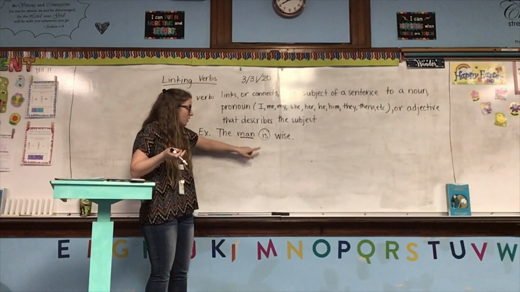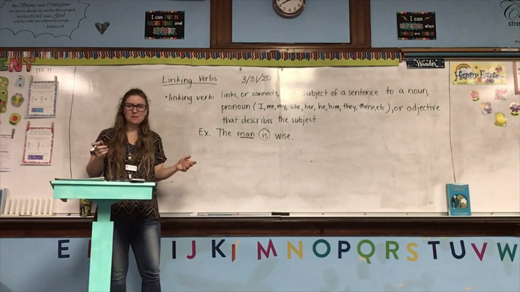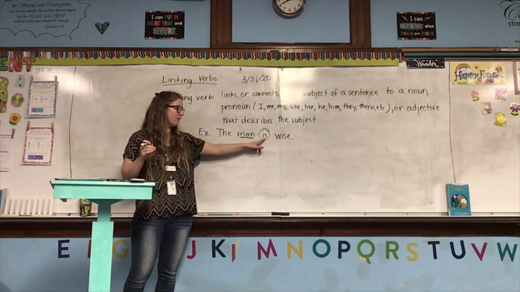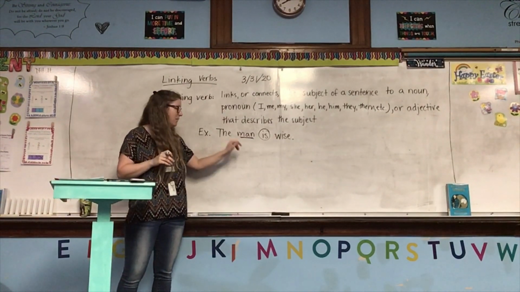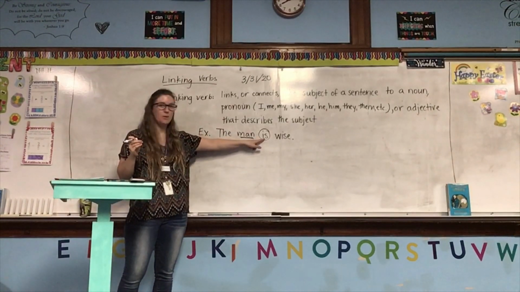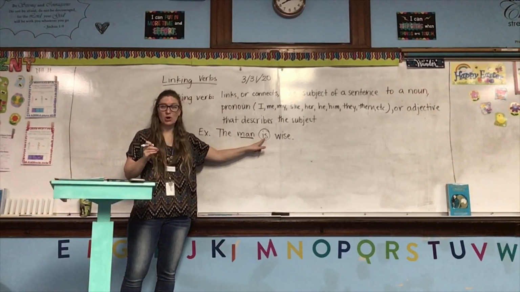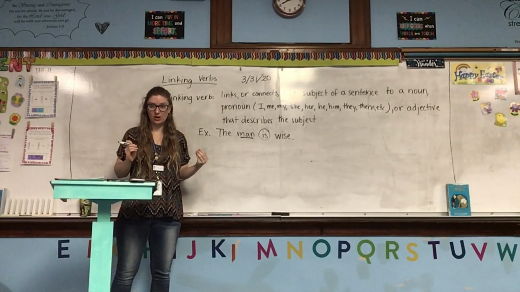So, we learned in the last lesson that is can be used as a helping verb. But in this case, it is not a helping verb because helping verbs have to have a main verb after them. Like the man is swimming. Well, swimming is the main verb, so is would be a helping verb. But since there is no verb after this word is, that means in this case, it is a linking verb.